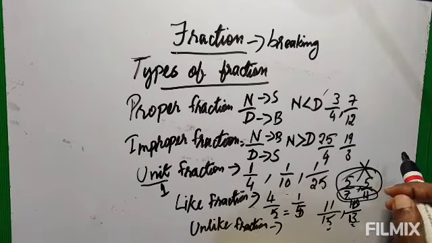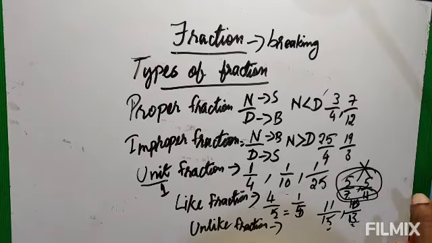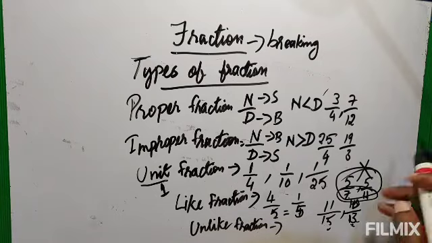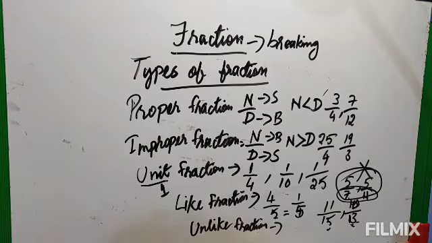If the denominator is different, they are unlike fractions. We should not bother about the numerator. Whether it is equal or not equal, you don't bother about the numerator, you have to see only the denominator. If the denominator is the same, they are like fractions. If they are different, they are unlike fractions.